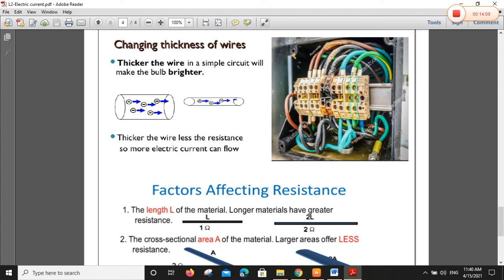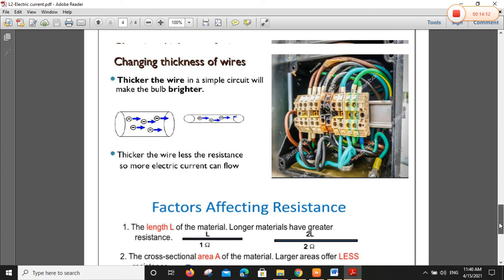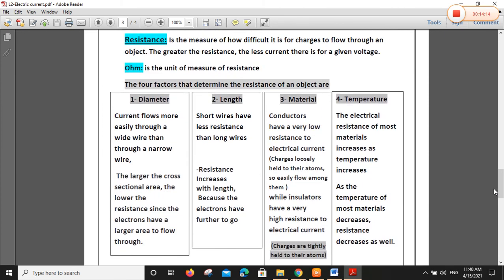Okay? Move to the other factors that determine the resistance. Length. A short wire has less resistance, and a long wire has large resistance. Resistance increases with length because electrons have farther to go. So a short wire has less resistance than a long wire.